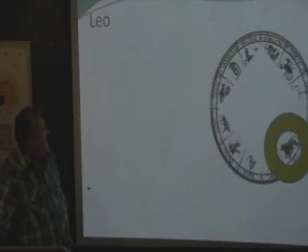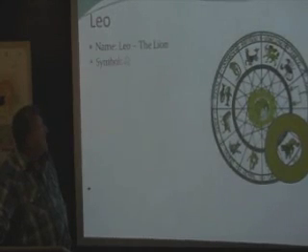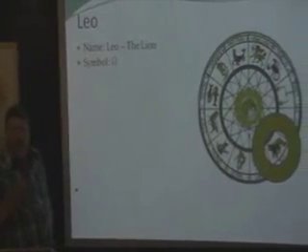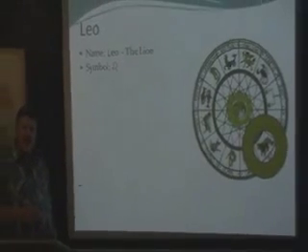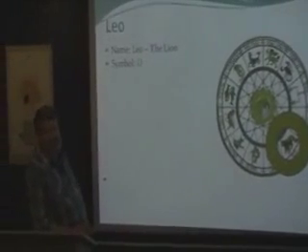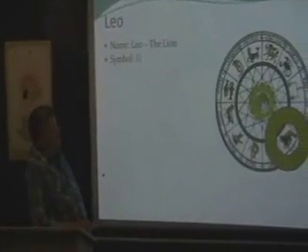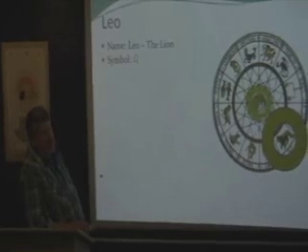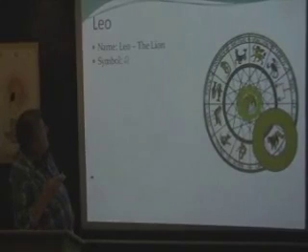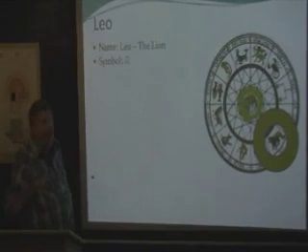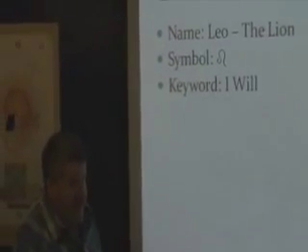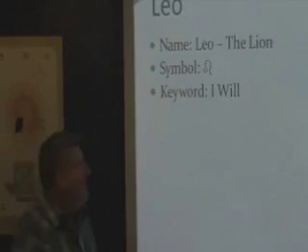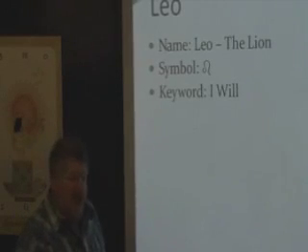Let's look at Leo, the lion. The symbol, most astrologers consider that the tail of the lion. Zane says it's a stylized cobra because it's a phallic symbol, saying that the cobra, when it stands up, represents an erect phallus, and that because Leo is the 5th house, or the sign of lovemaking, it could be both. I'll have to ask Freud about that. The key word is I will.